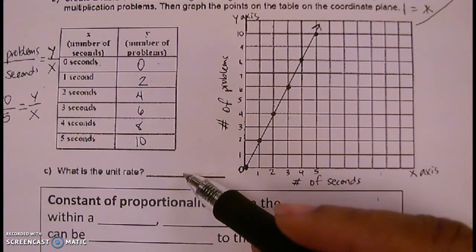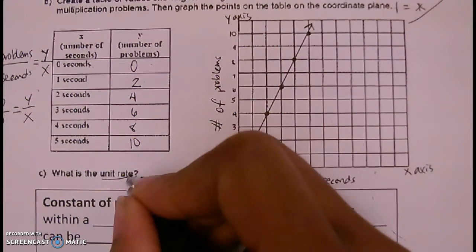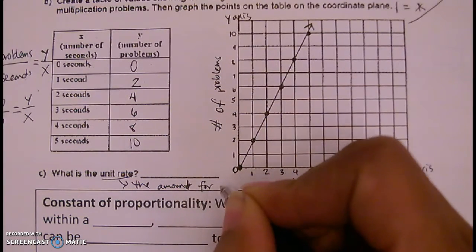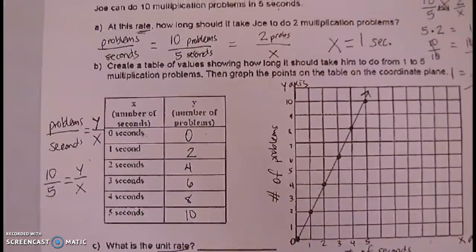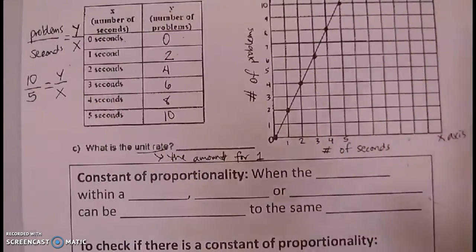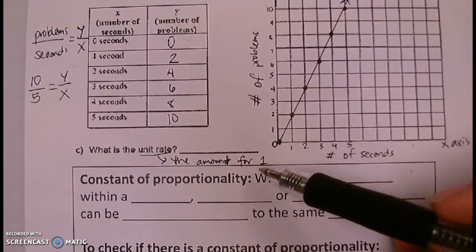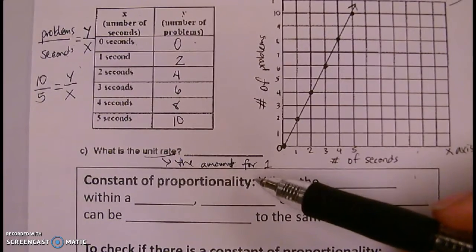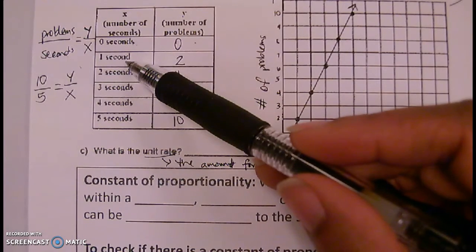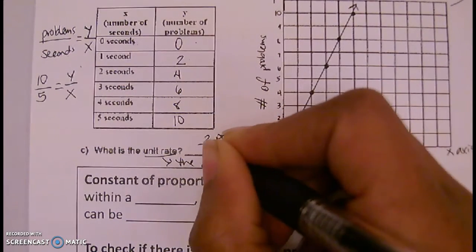Now we're going to move on to C, which asks, what is the unit rate? Remember, when we're talking about unit rate, we're talking about the amount for 1. Okay? We're still talking about the same problem. Joe can do 10 multiplication problems in 5 seconds. So for the unit rate, how many problems can Joe do in 1 second? If you are my smart, bright, intelligent students, as I know you are, you probably have already looked at the graph, looked at the chart, and figured that the unit rate is going to be 2 problems in 1 second.